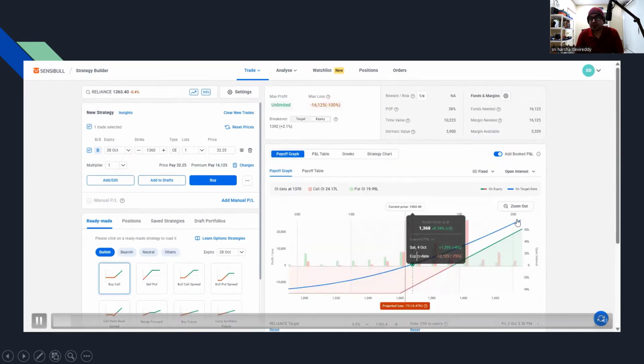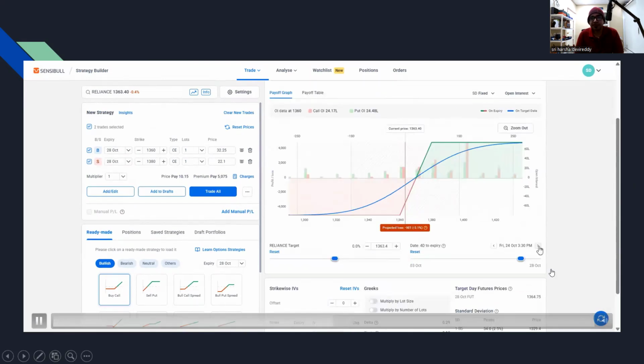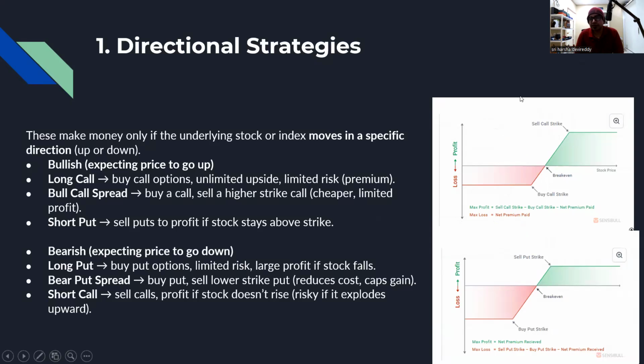So that's how you create a bull call spread. You can do the same thing with puts also. You will sell one put and you will buy one put. Basically, this strategy has two legs: one is a buy leg, one is a sell leg. If both are calls and you're buying one leg and selling one leg, that's a bull call spread. And if you are using puts to buy and sell, then that's a bull put spread.